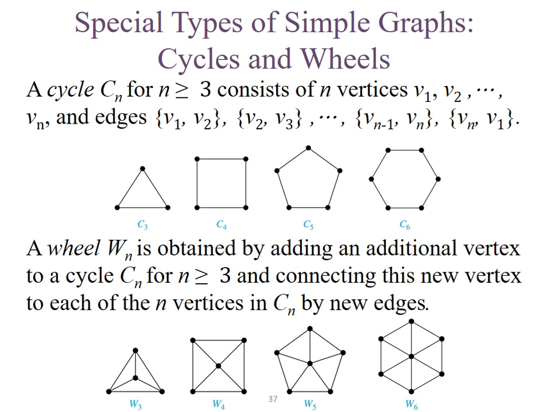Next one, the wheel. Based on the cycle graph, we can add one additional vertex in the middle, and then we connect edges from this additional vertex to all the other vertices. It's just like the wheel of your car. So we use Wn, where n indicates the number of vertices in the cycle, but we have one additional vertex in Wn. You can see W3 is actually based on cycle graph C3.